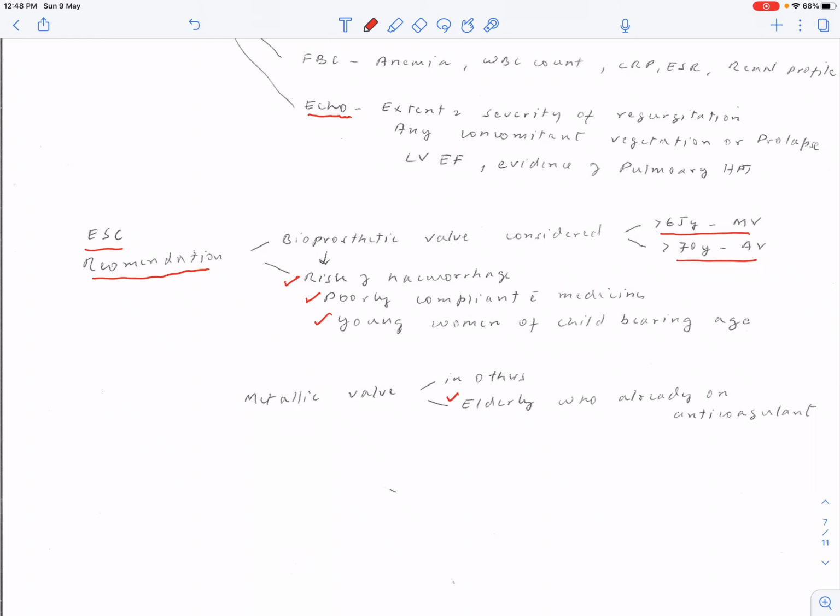This is the murmur you're going to hear, and it's a pansystolic murmur heard throughout systole. And the important thing is, as you can hear, there's no first heart sound or a very soft first heart sound. So you must mention that the patient has a soft first heart sound, and I can hear the pansystolic murmur at the apex, and normally it radiates to the axilla.